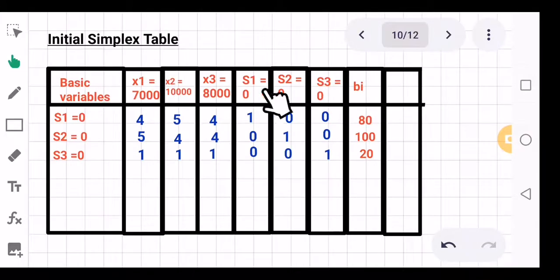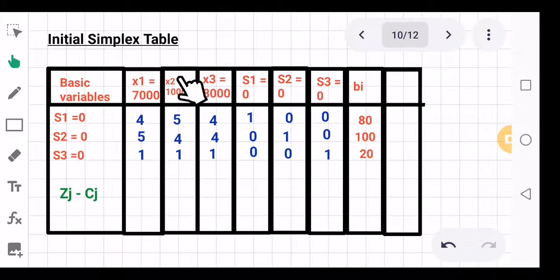All these figures are derived from the objective function and these figures we derived from the constraints. Now the next row that we have to do is Zj minus Cj. Now what is Cj? Let me say what is Cj first. Cj is nothing but the coefficients of all your headings of the column.